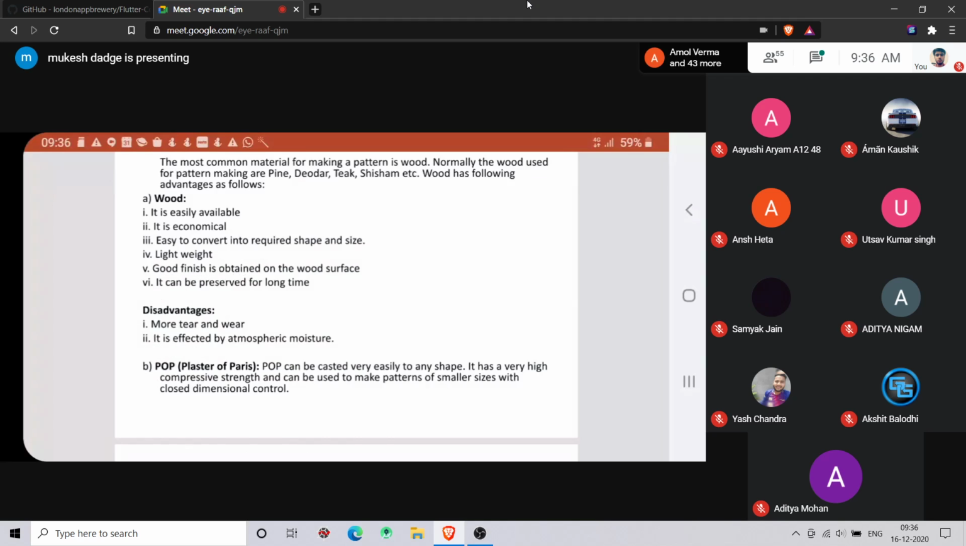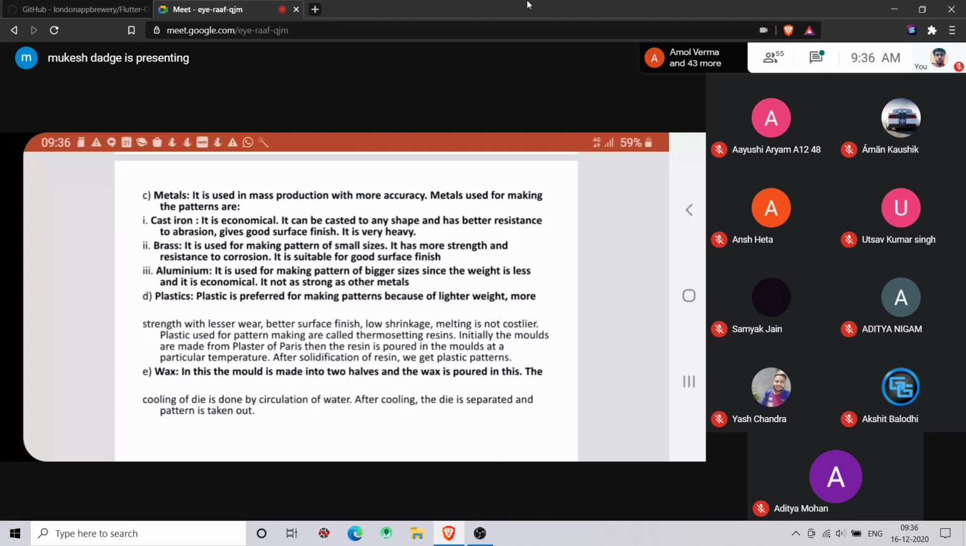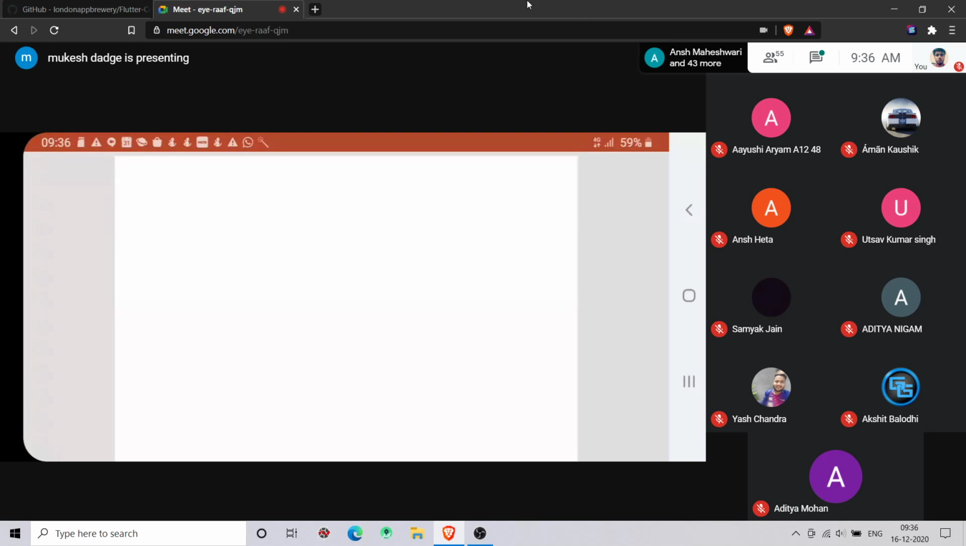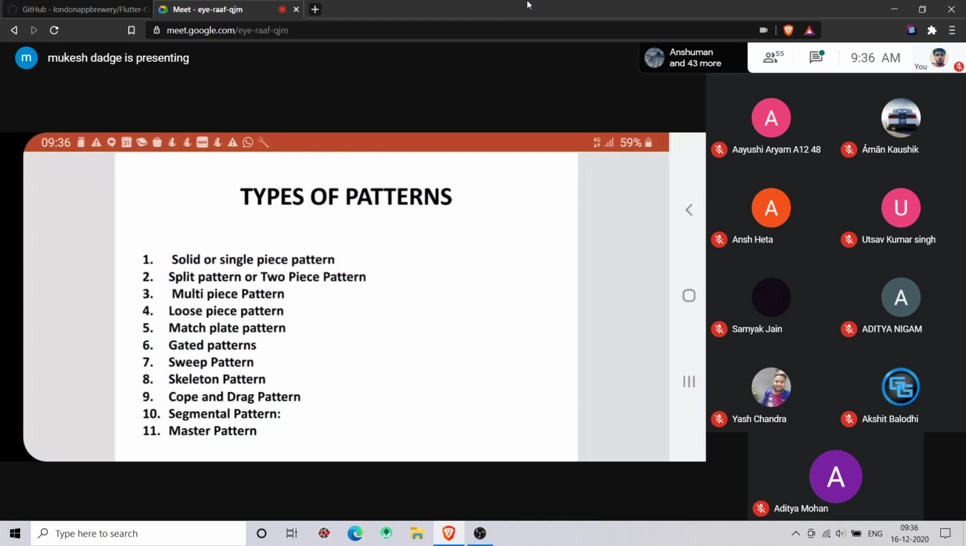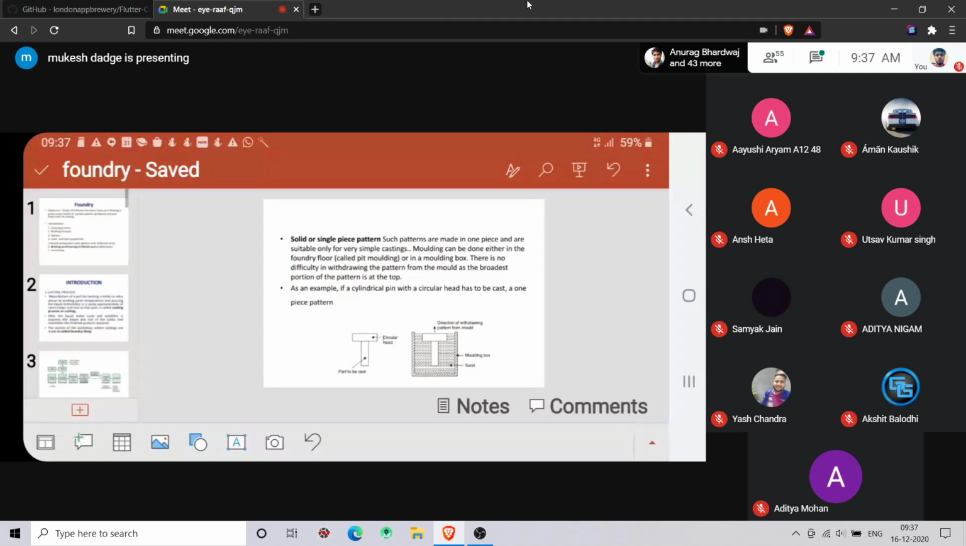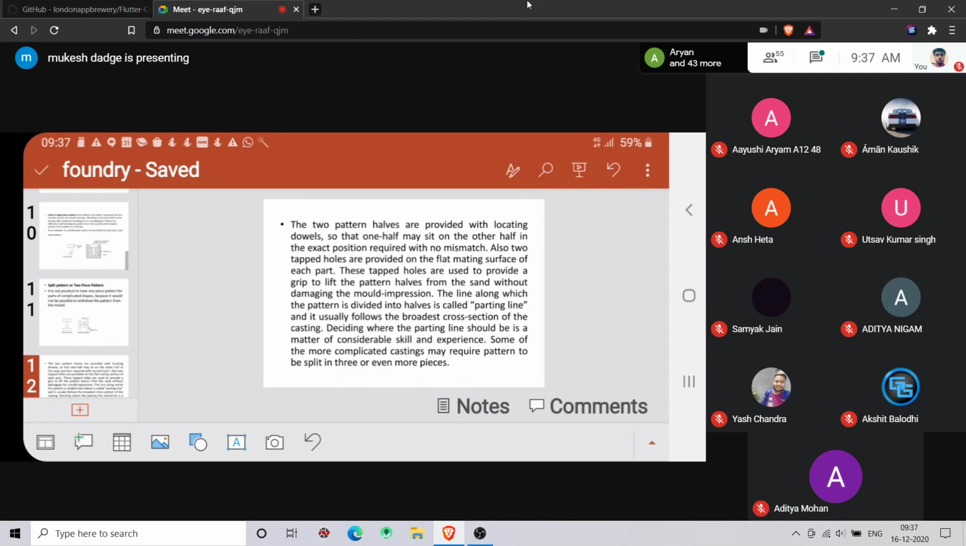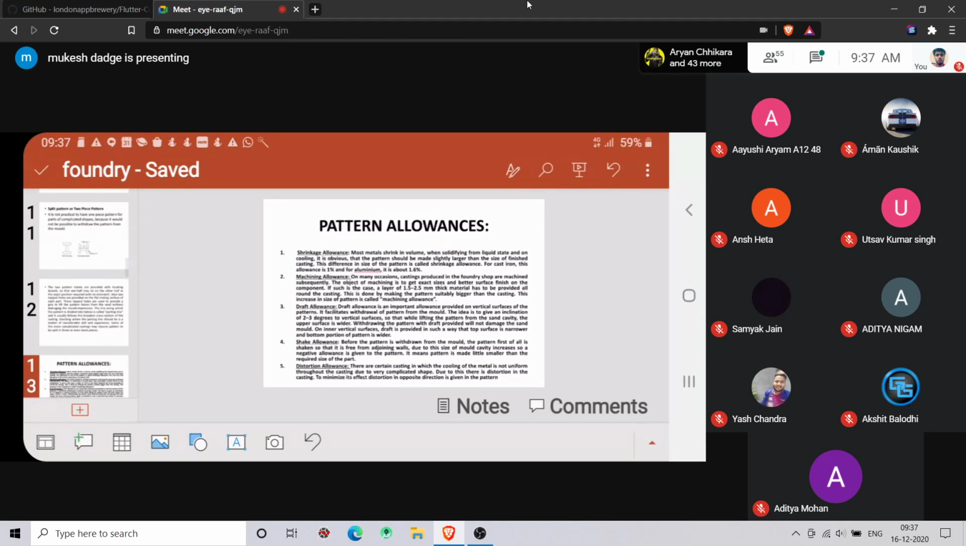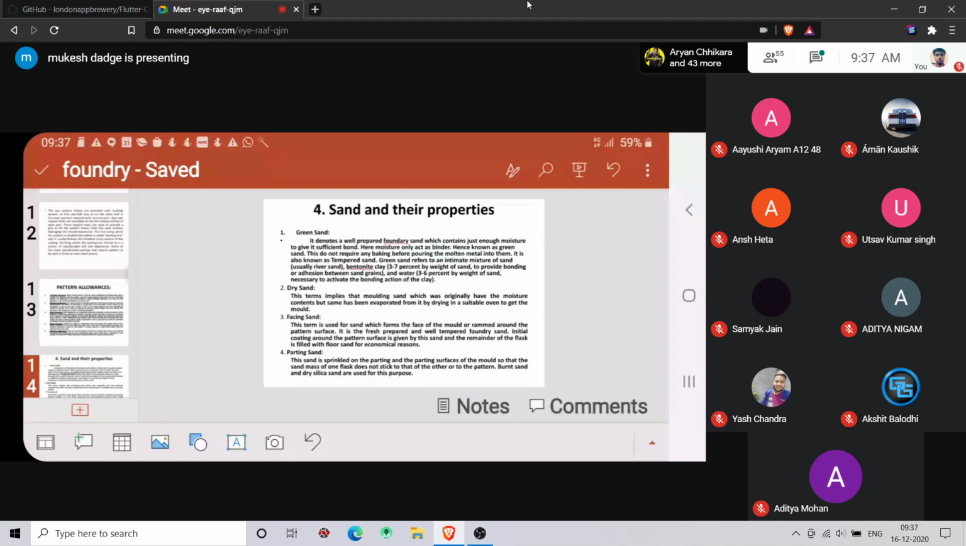So you should know for the Viva purpose, but as far as this is concerned, you just write down the pattern materials. Right? So types of patterns, you write that, types of patterns, right? And you draw this first, sorry, single piece and two piece pattern, right? So you have to draw allowances, right?